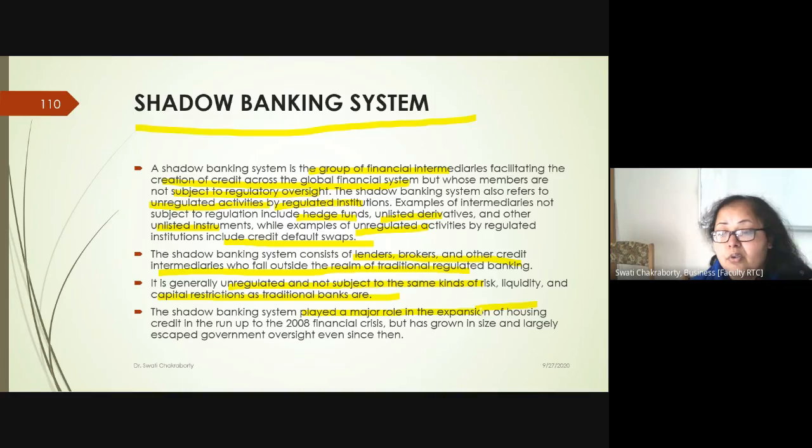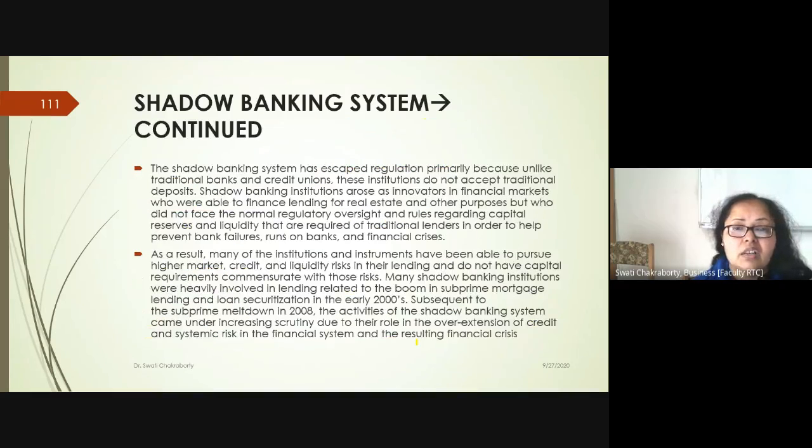It plays an important role in the expansion of housing credit, right? Which ran up to the 2008 financial crisis. So it played a very important role. But today it has grown in size and largely escaped government oversight even since then, right? So shadow banking has escaped regulation primarily why? Primarily because unlike traditional banks and credit unions, these institutions do not accept traditional deposits.